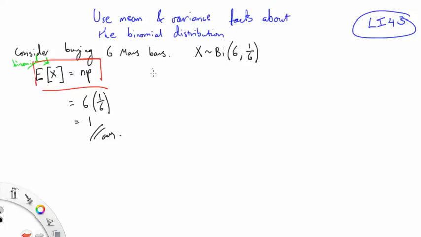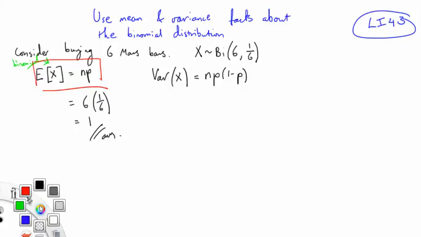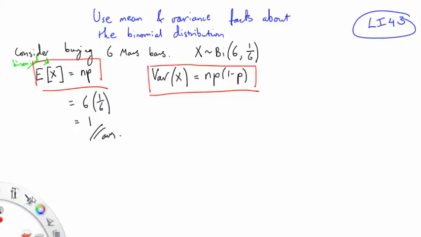What about variance? The variance is, are you ready for it? It's the number of trials times p, the probability of success, times the probability of failure. That's it. Must be a binomial distribution. Let's try it with the Mars bar situation. Number of trials, 6, times a sixth times 1 minus a sixth. So that's 1 times 5/6, which is 5/6.